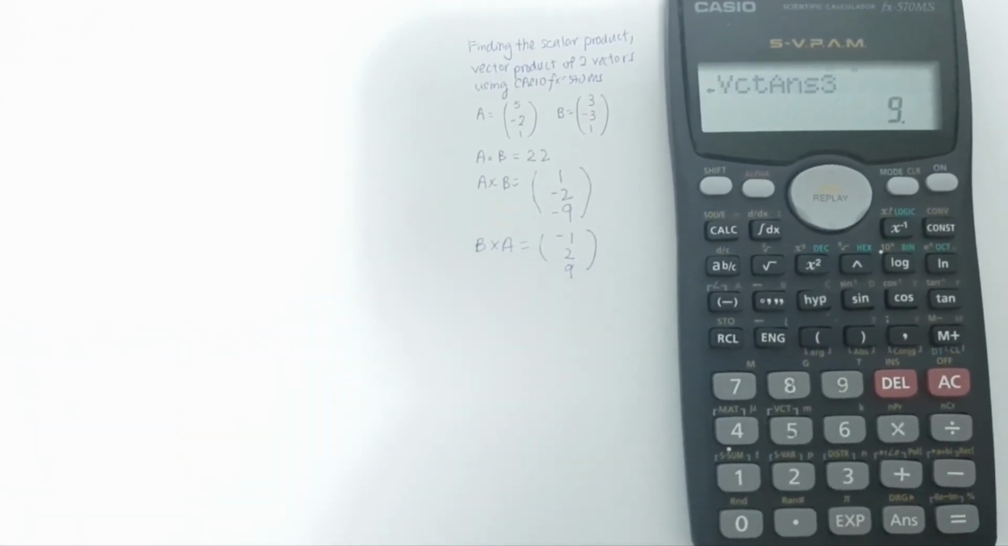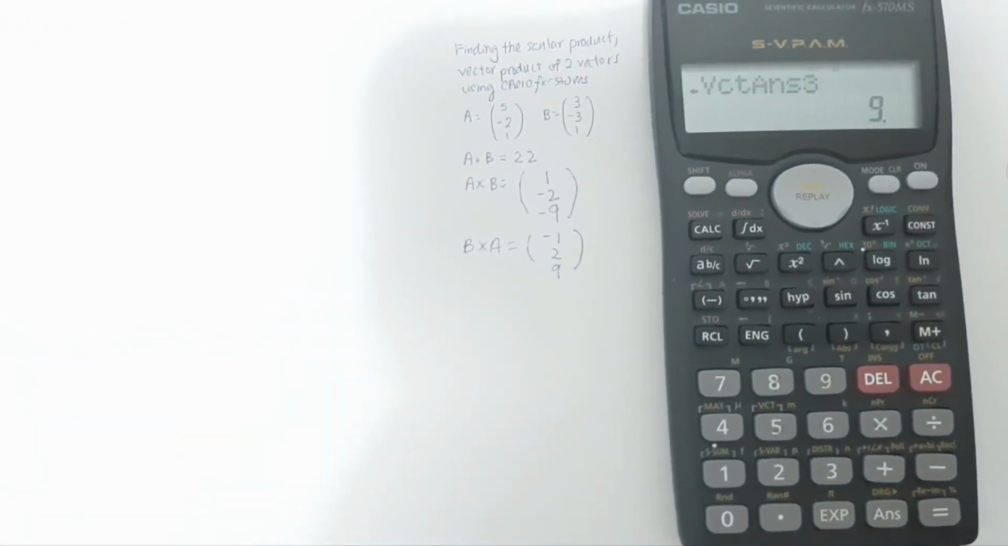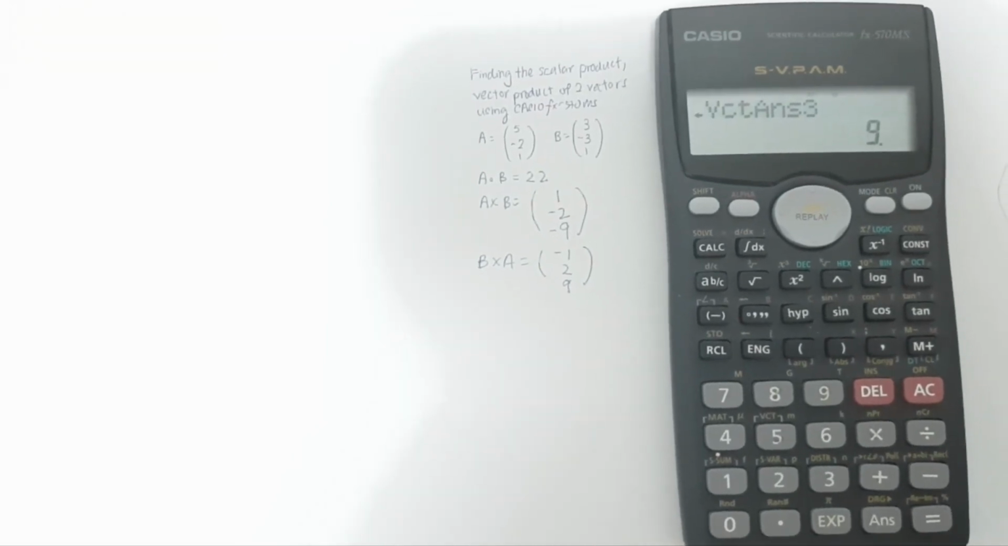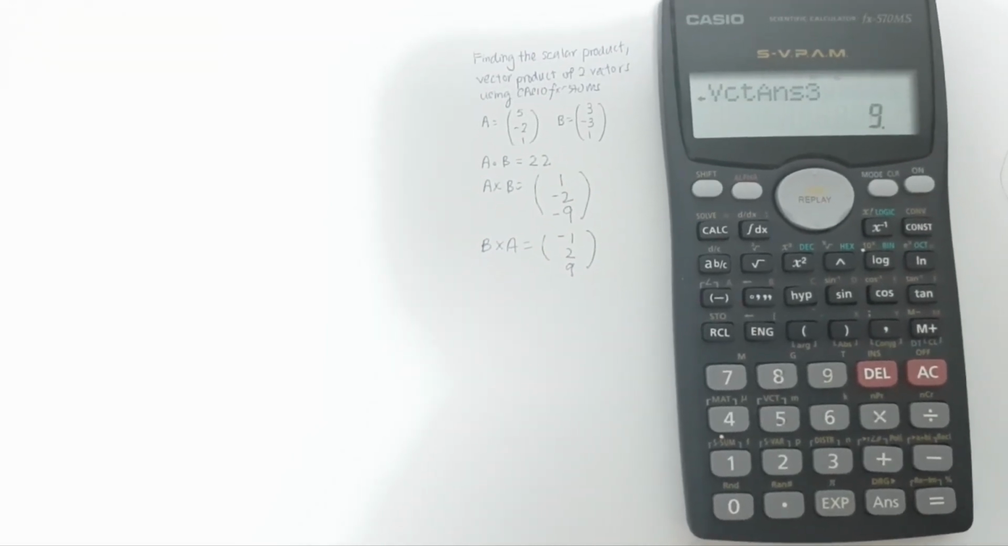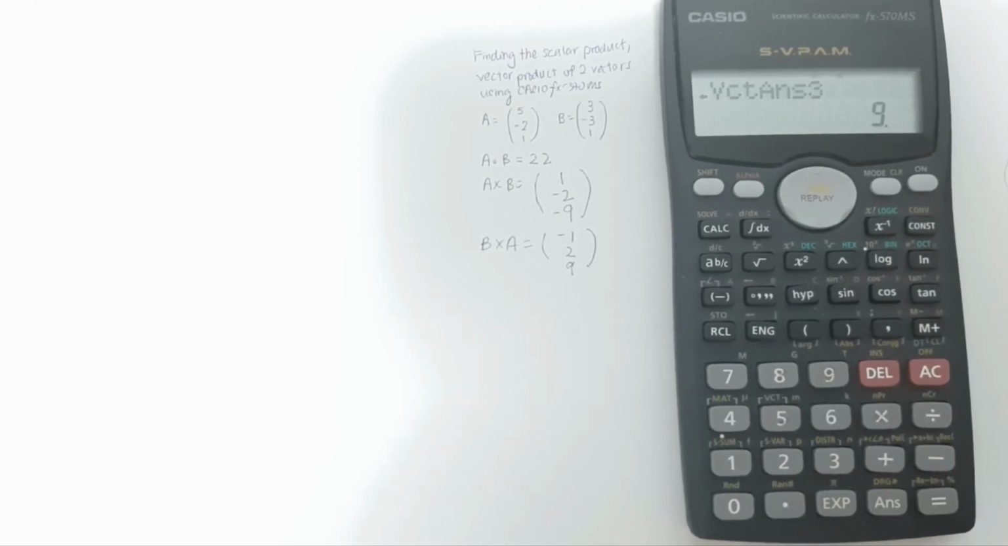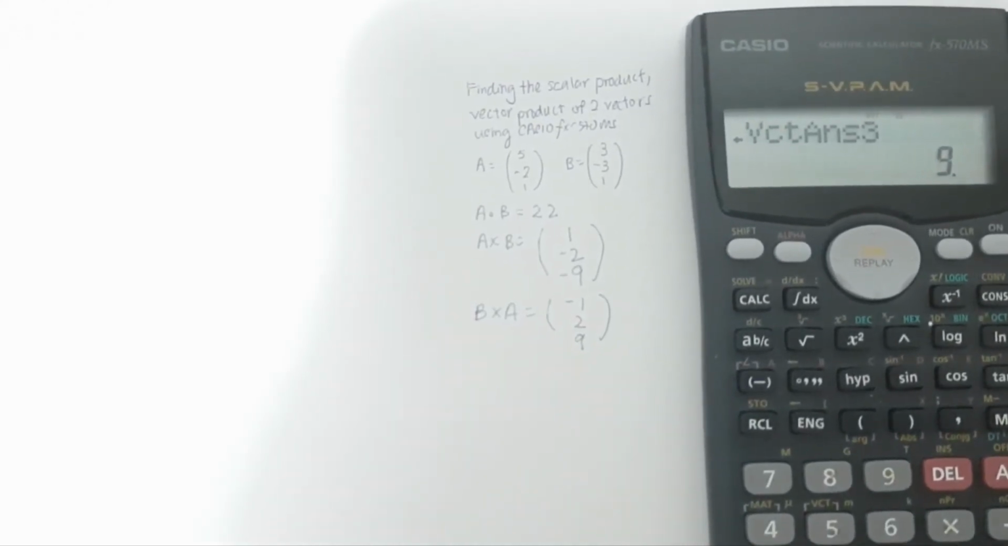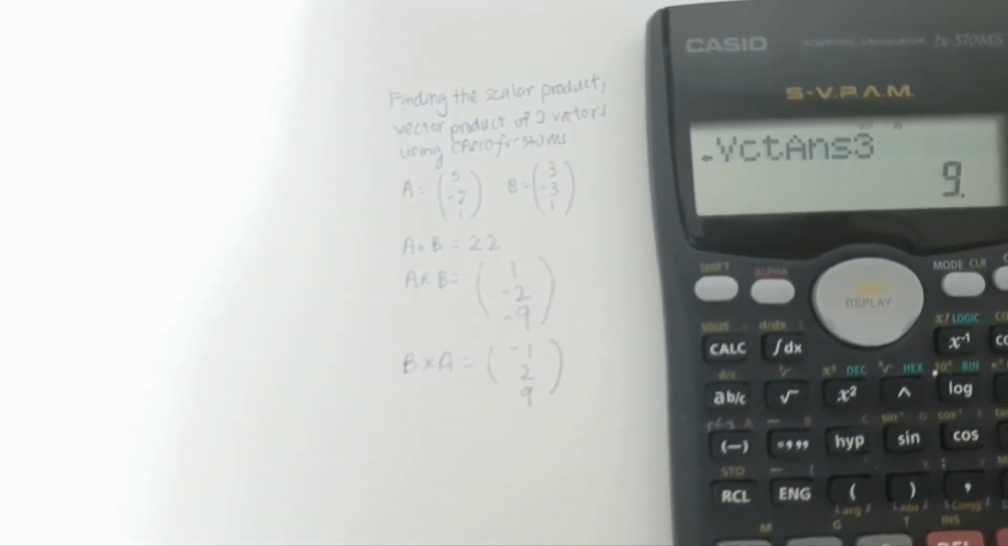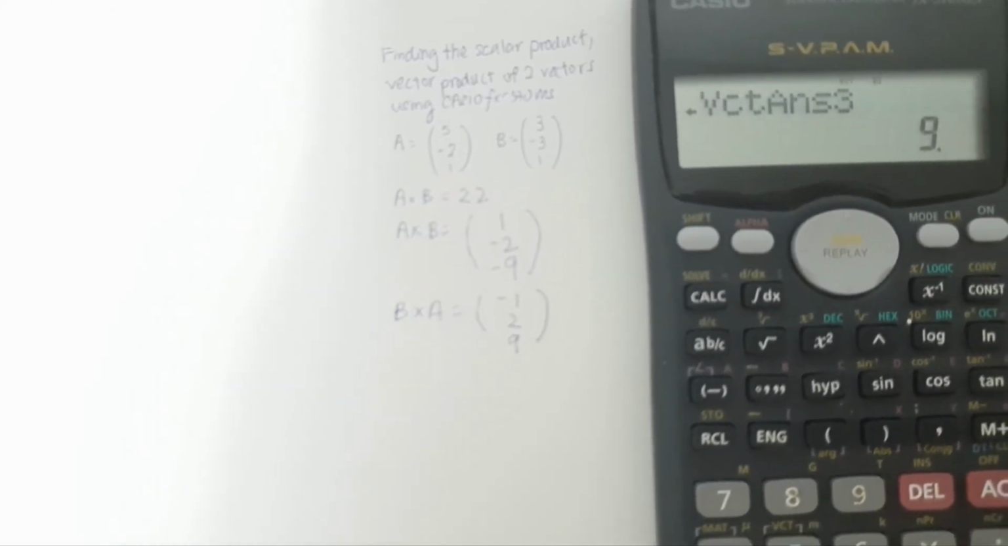I hope this example helps you to use the Casio fx570ms or fx991ms calculator to find the scalar product and the vector product of two vectors.